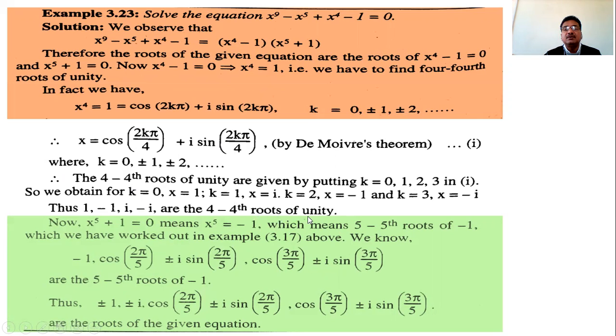These are the 4 fourth roots of unity, which means these are the 4 roots of the equation x raised to 4 minus 1 is equal to 0. Then consider x raised to 5 plus 1 is equal to 0. Then x raised to 5 is minus 1. And then express this minus 1 in polar form. That is, we have to find the 5 fifth roots of minus 1.